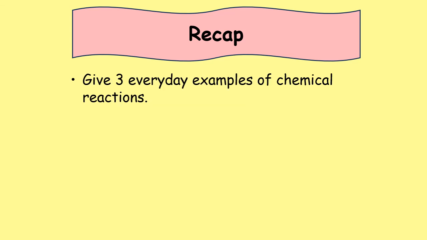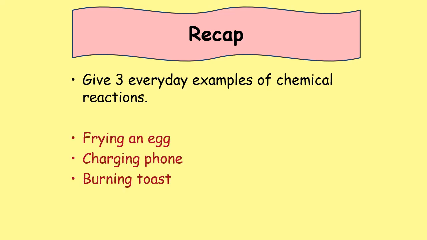For this one, give three examples of everyday chemical reactions. What we have put are things like frying an egg, charging a phone, burning toast. You could have other things like burning fuel. You could say eating, plants growing. Any of those things, so rusting, anything like that is an everyday example of a chemical reaction.